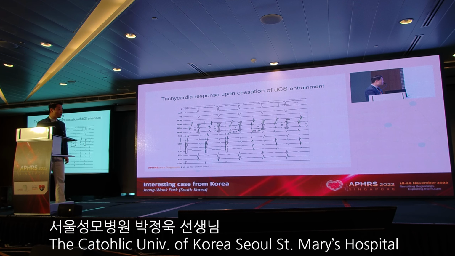But in AV-NRT and OMVRT, the delta AH is long and usually exceeds 40 milliseconds, because in these tachycardias the AH interval reflects pseudo values. So this finding indicates involvement of the atrium as an integral part.